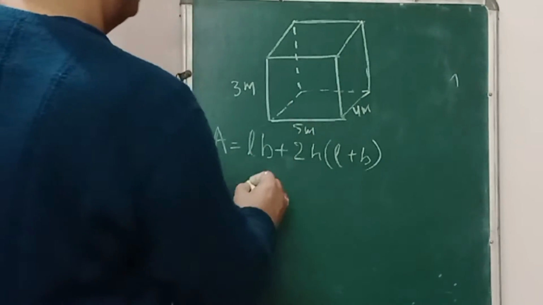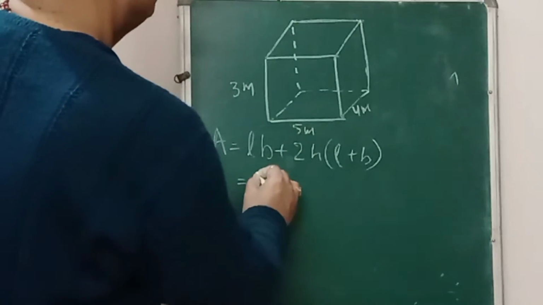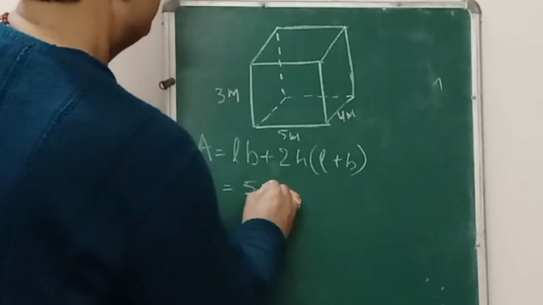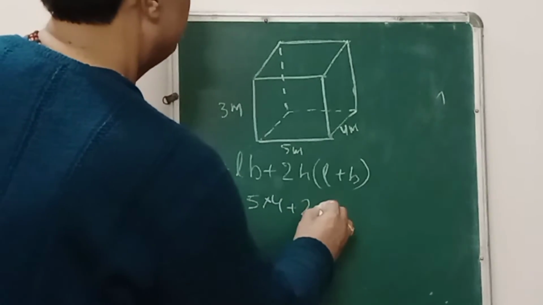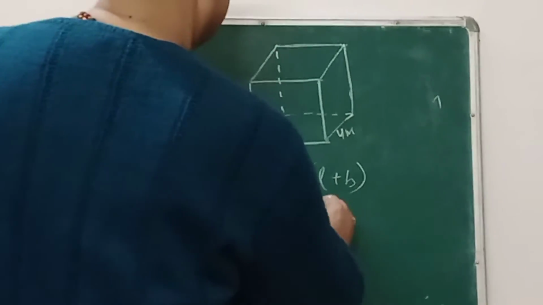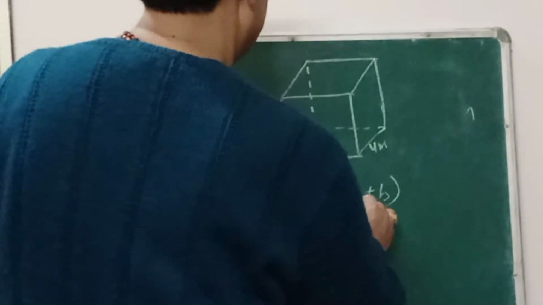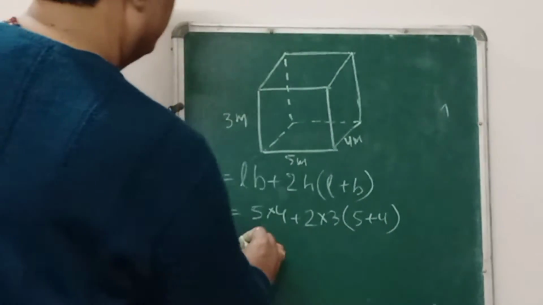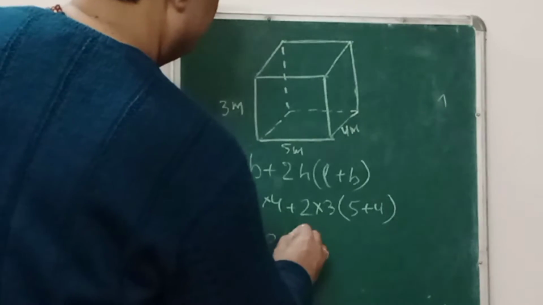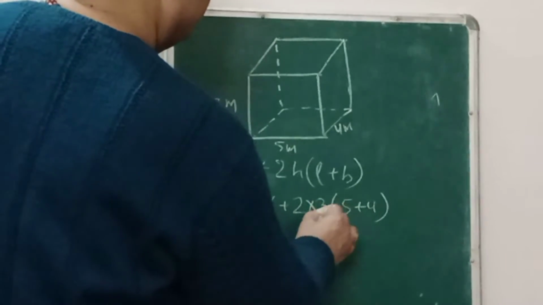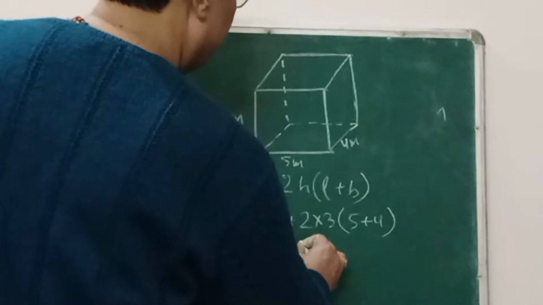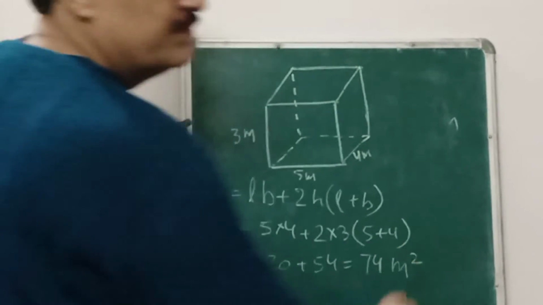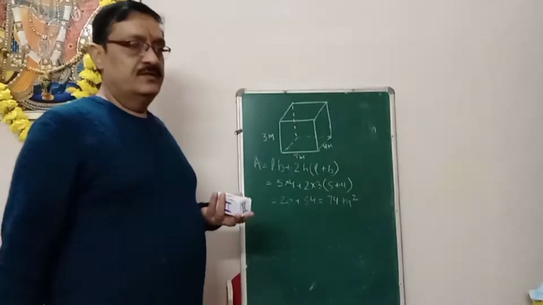So upon putting the values, length 5 into 4 plus 2 into 3 into (L plus B), 5 plus 4. So this is 20 plus 54. So this will be 74 meter square. Okay.